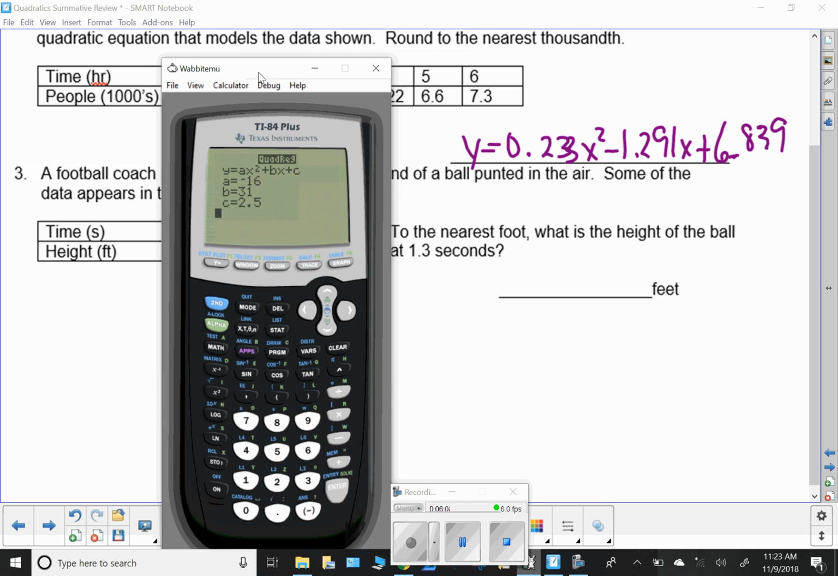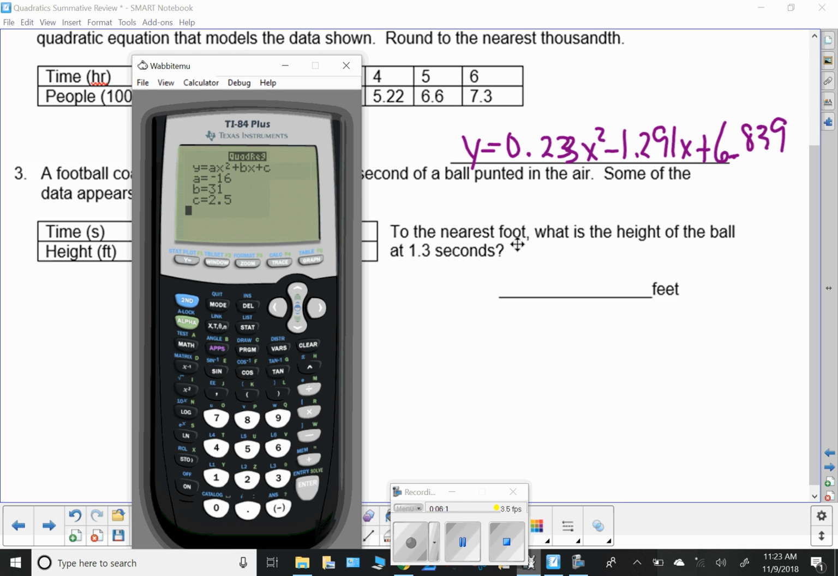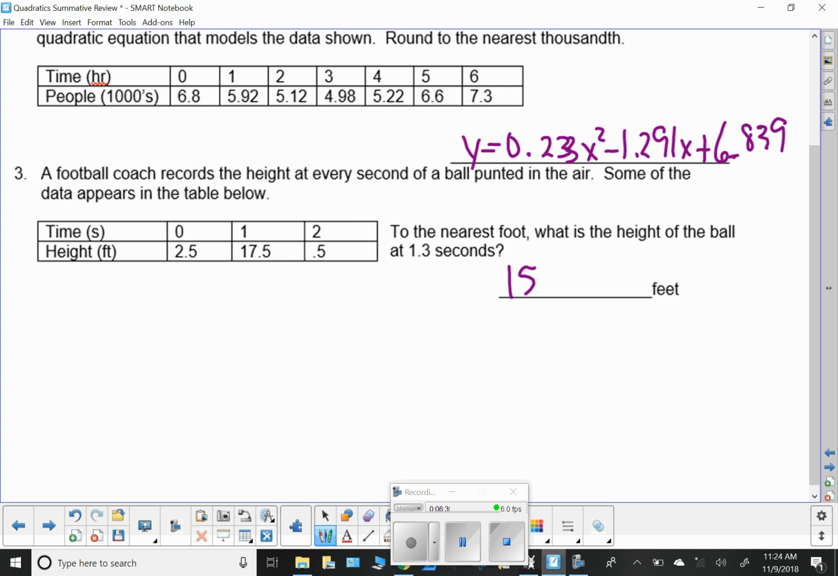But since I'm not being asked for that, I'm just being asked, to the nearest foot, what is the height of the ball at 1.3 seconds? I'm going to go to my table, up here to Window, and where it says Table Start, I want it to start at 1.3. That way I get it exact. Then second, Graph gives me my table. At 1.3, it's 15.76, or 16 feet if I'm rounding it to the nearest foot.